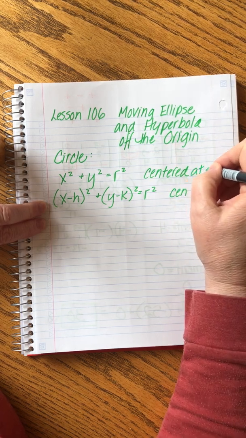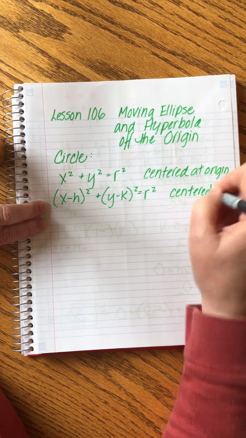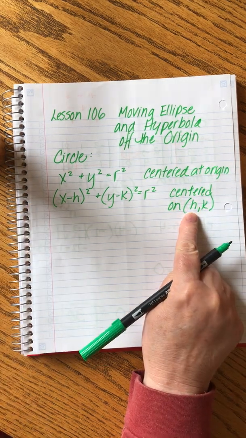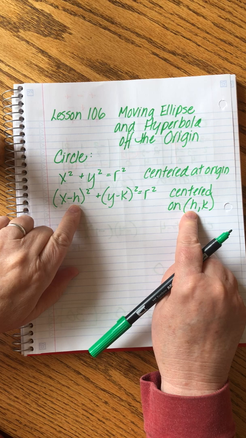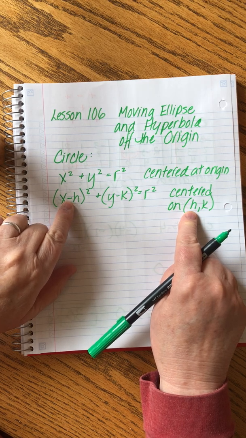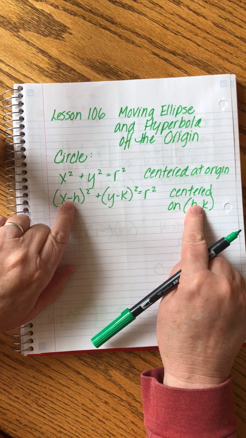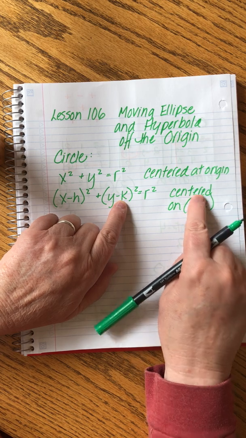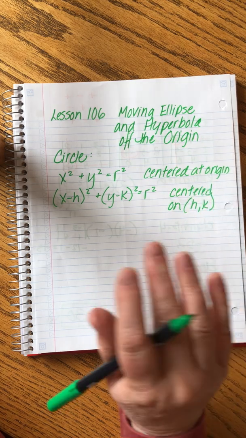I better write centered at the origin here, because I'm going to write here centered on point HK. So H is the change on the x-axis, sorry. It goes with the x-axis, and we notice that it's got an opposite sign. So if we want to change it 5 units to the right, which would be a positive 5 change, we write it as -5 here. That seems kind of backwards, but whatever, we can deal. Same thing if we want to move it up 3 units, we would write -3 here. So the sign is backwards.